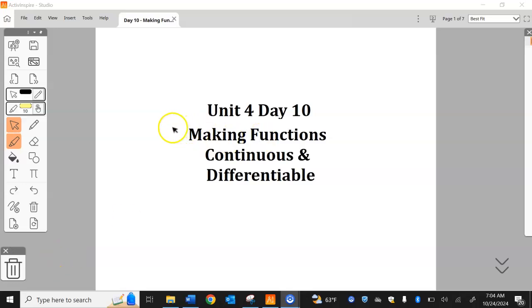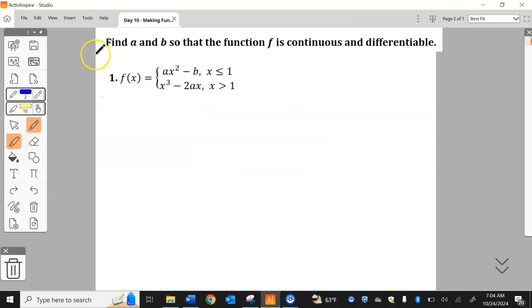We've already looked at making functions continuous. Now we're going to make them both continuous and differentiable. So if I look at my first example, we want to find a and b so that the function is continuous and differentiable. Well, we already know for it to be continuous, you have to have the same y value. Where this graph stops at x equals 1, this graph needs to pick up at the same place. So the first part is taking care of making it continuous.